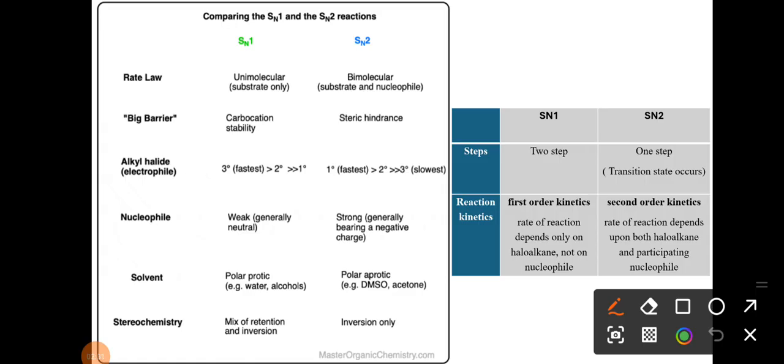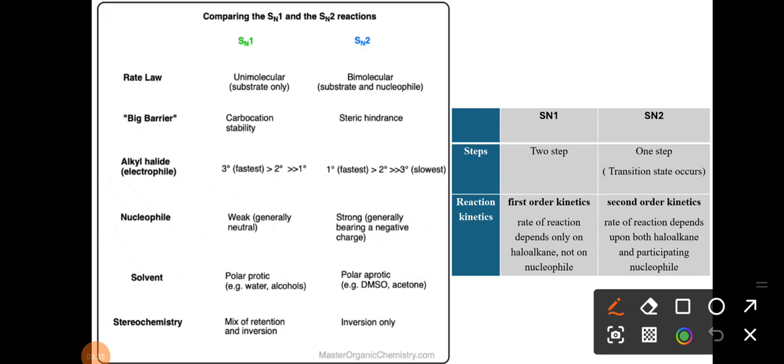Steps in SN1 reaction: SN1 is a two-step reaction, right? But SN2 reaction is a single step because there is a transition state. And for the reaction kinetics, SN1 follows first order kinetics, whereas SN2 follows second order kinetics. So what is first order kinetics? It means the rate of reaction depends only on the haloalkane, not on the nucleophile, right? That we have already seen. And in SN2 reactions it depends on both the substrate as well as your nucleophile.